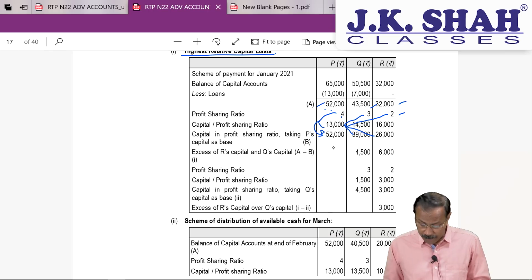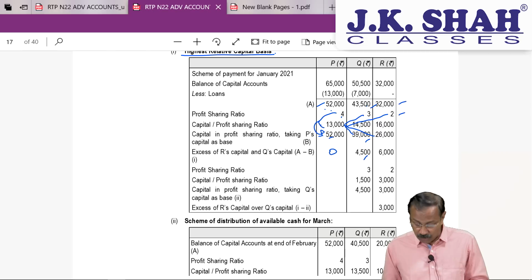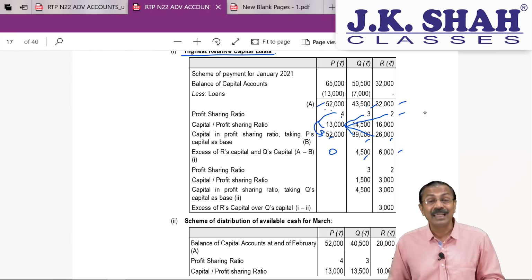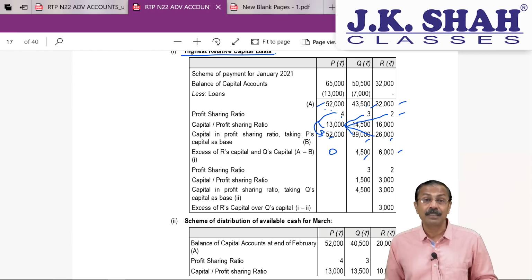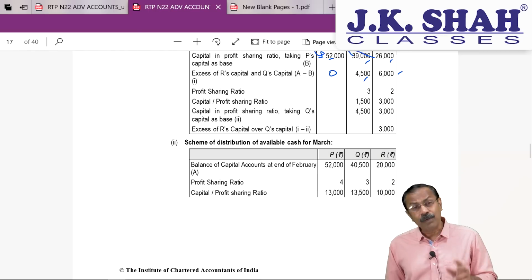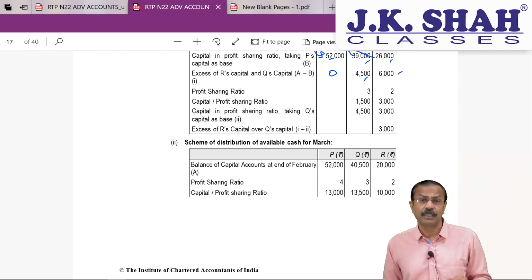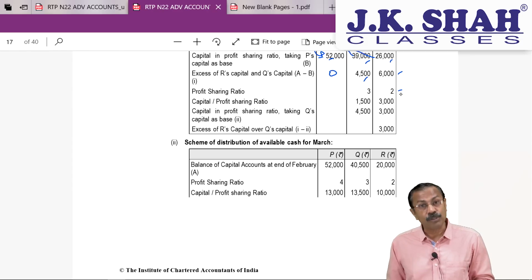Now deduct this. So now it will become 0. 43,500 minus 39,000 is 4,500. 32 minus 26 gives me 6,000. So Q and R have contributed excess capital, surplus capital as compared to P's contribution, remember. Now find out between Q and R who has contributed surplus capital. Same procedure. Find out the PSR of Q and R, 3:2. Divide this balance with the PSR, 1,500 per share, 3,000 per share.